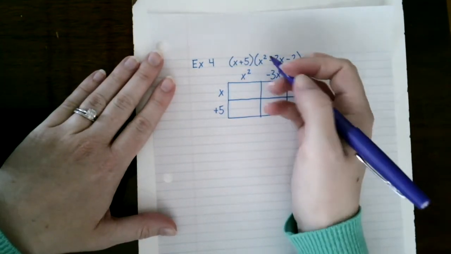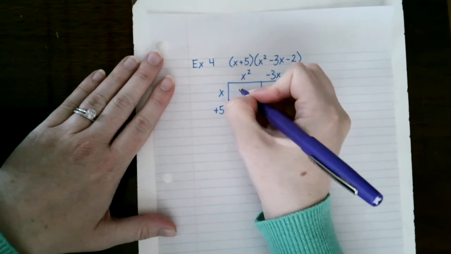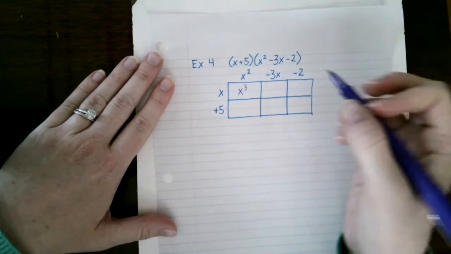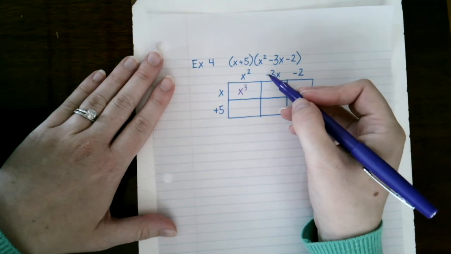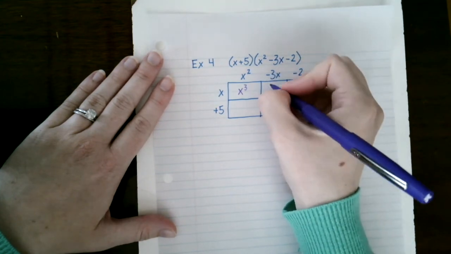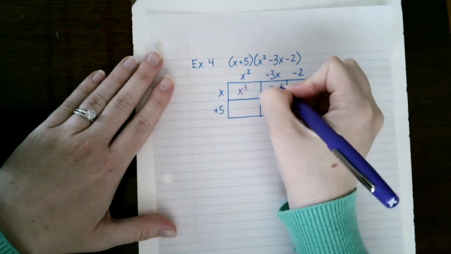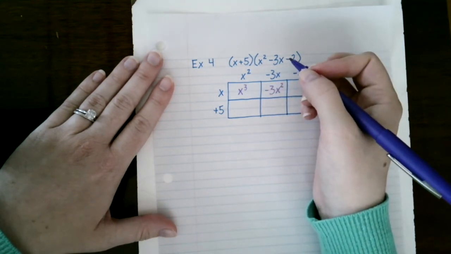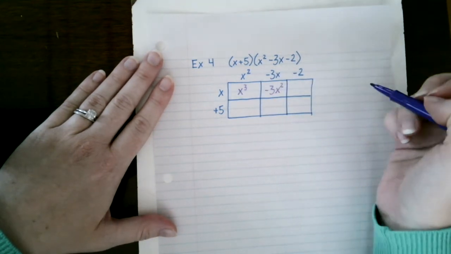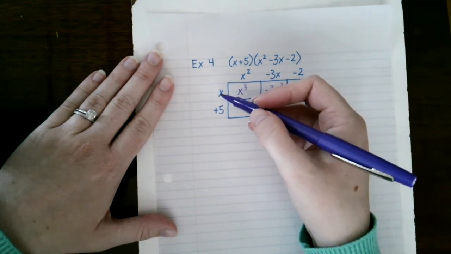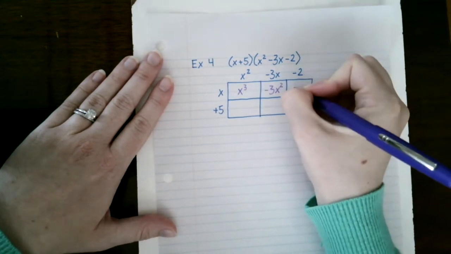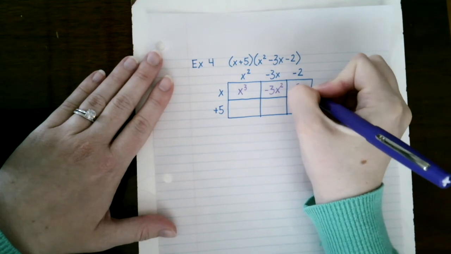So x times x squared is x cubed. And then x times negative 3x is a negative 3x squared. Remember your exponent rules, right? An x times an x is an x squared. And the last one across the top, x times negative 2 is negative 2x.